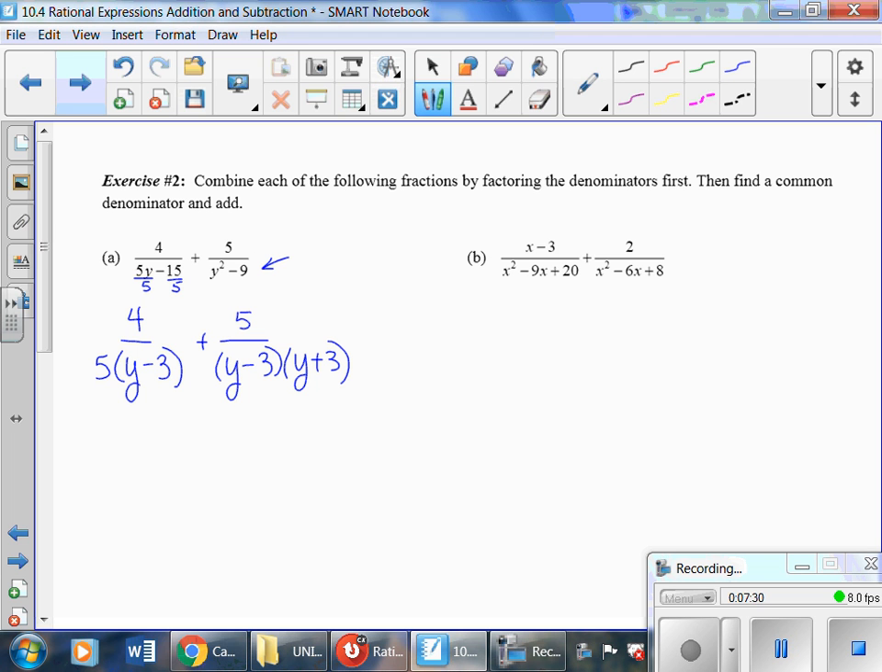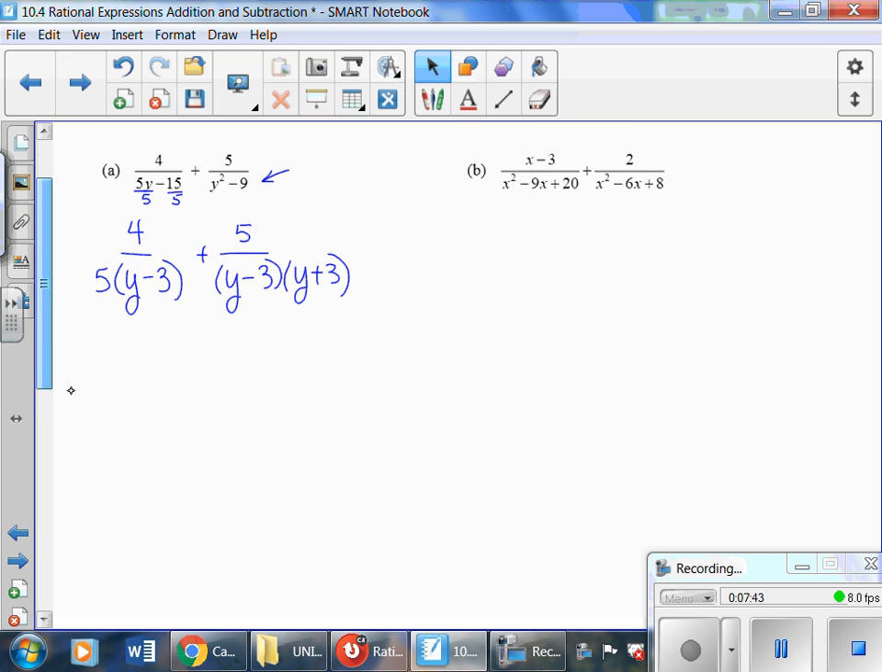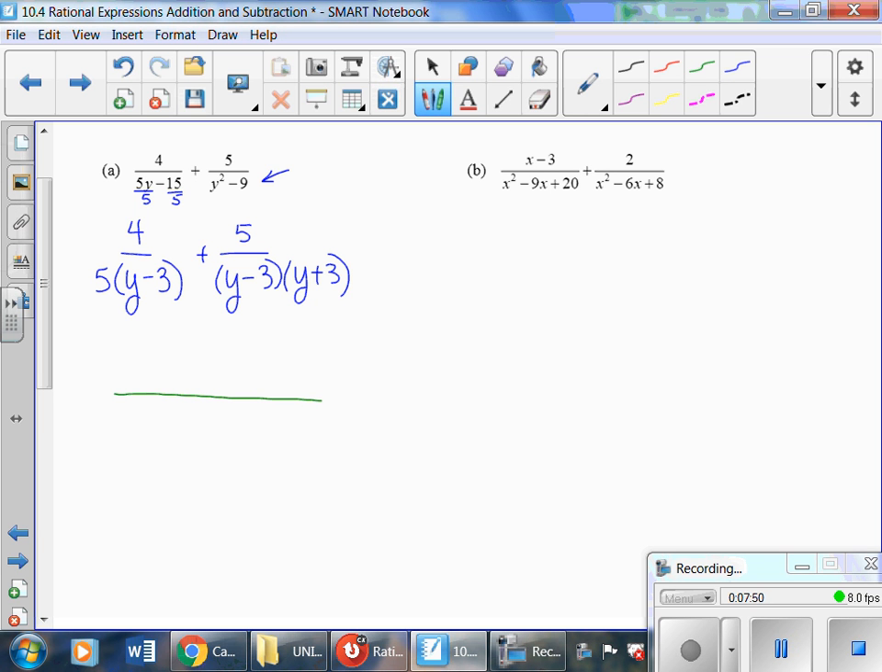I'm hoping after all of the other rational expressions we've done, this is becoming a little bit easier for you. So now, remember, we're not canceling here. This is not like what we did before. This is about finding a common denominator. So the nice thing about this is when we find a common denominator, it just has to include everything here.